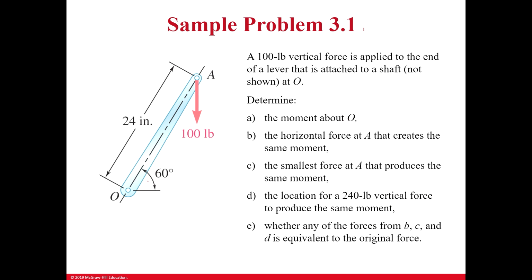So if you notice, there are different things that they can ask here. A is the moment about O. The second one is the horizontal force at A. This third question is the smallest force at A to produce the same moment. D is the location of the 240 pound force to create the same moment. And C, whether any point from B and C and D are equivalent to the original force. So any of these solutions equivalent to the original force.